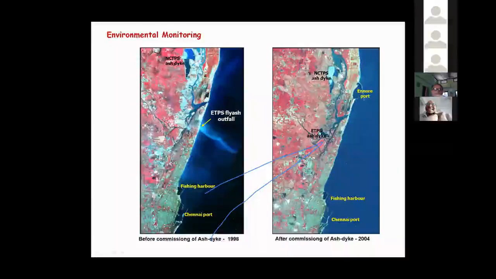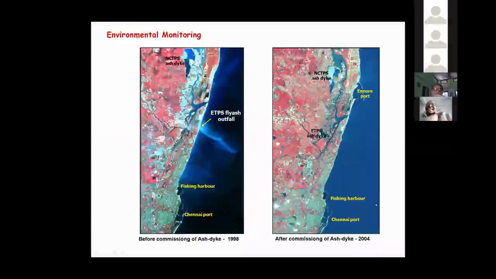This is one of the important things I was telling about: when there is a port, there is environmental monitoring. These are two images of the NOR port; in one the port was not there, that is in 1999, and the other is 2001. During that time the NOR port came, and fly ash outfall was there, and we looked at how it was impacting the environment. That was one case study we did around 1999, where satellite images were used very heavily.